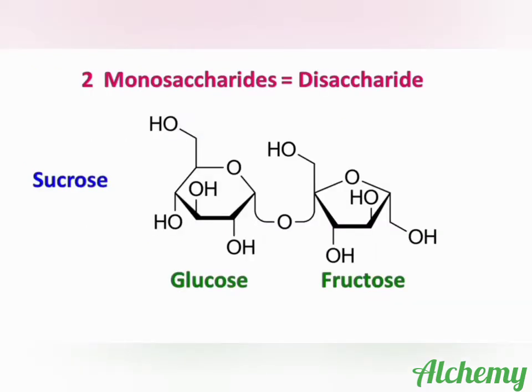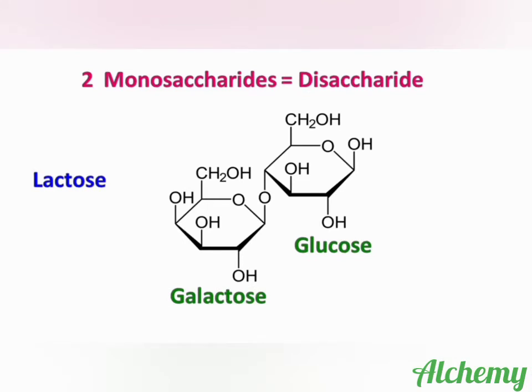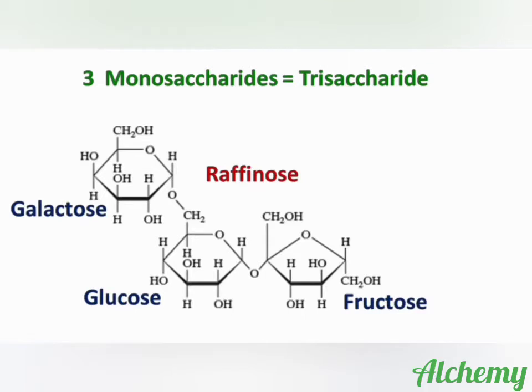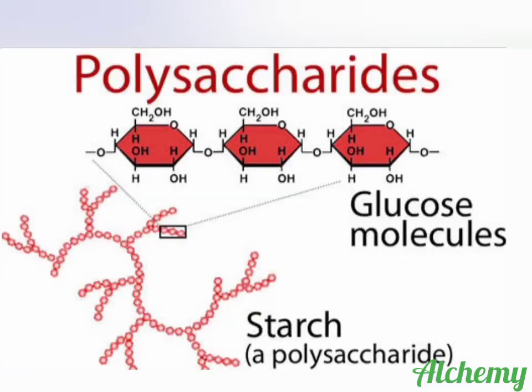Sucrose is an example of disaccharide. It is formed by the combination of glucose and fructose. Lactose is another example. It is formed by the combination of glucose and galactose. Trisaccharides are formed by the combination of 3 monosaccharides. For example, raffinose is formed by the combination of galactose, glucose and fructose. Polysaccharides are formed by the combination of an infinite number of monosaccharide units. An example of polysaccharide is starch.